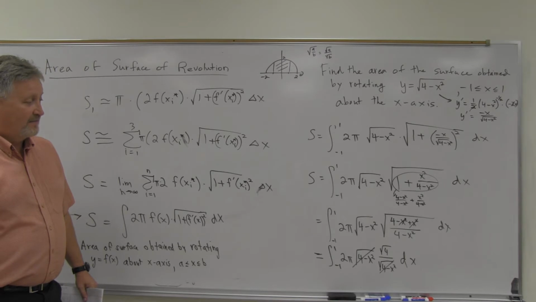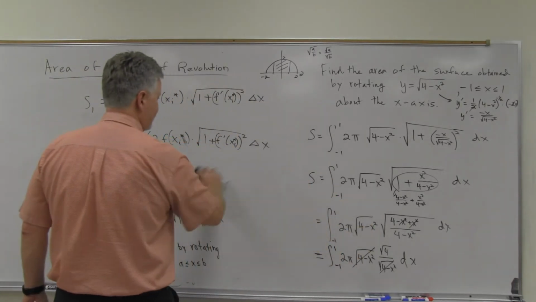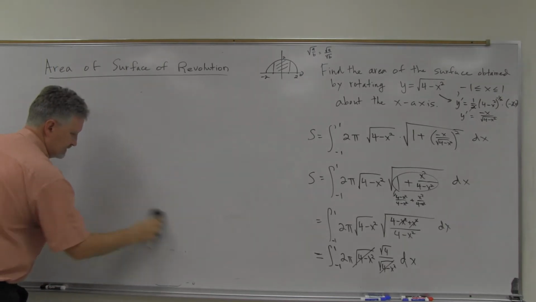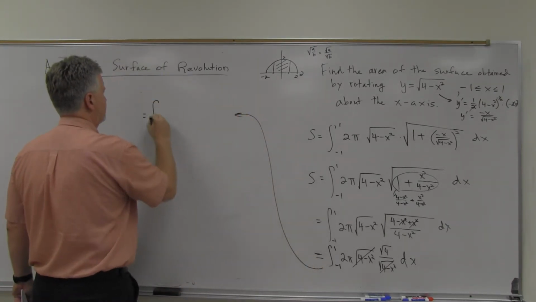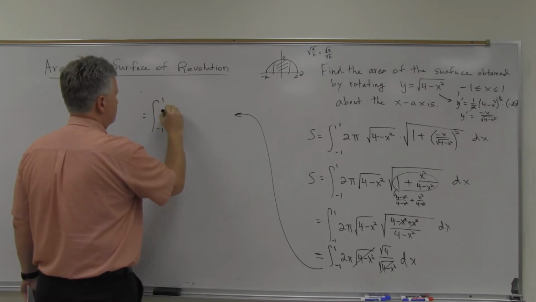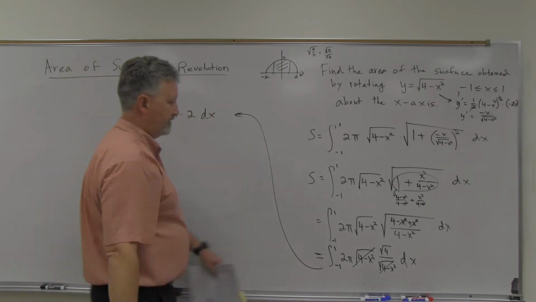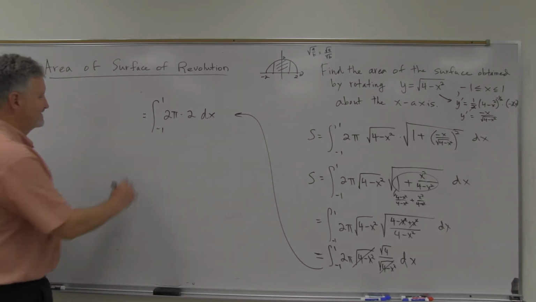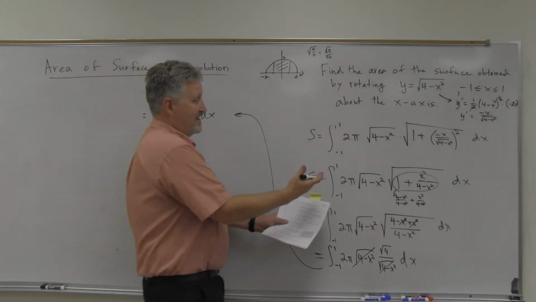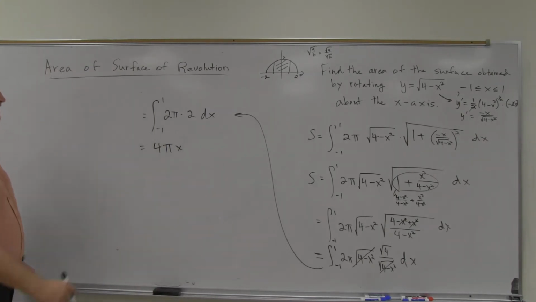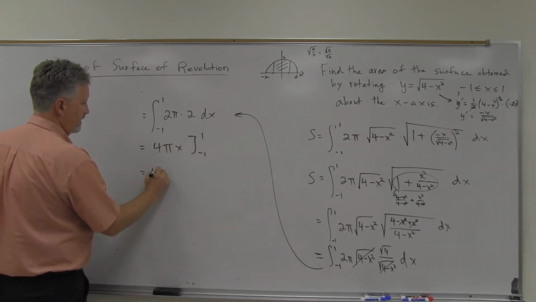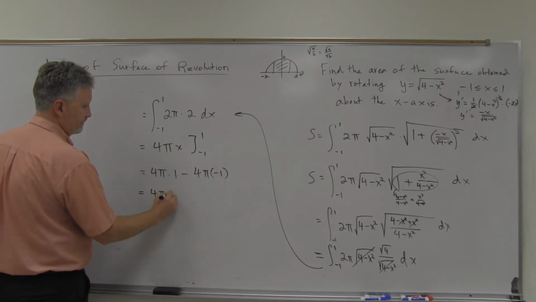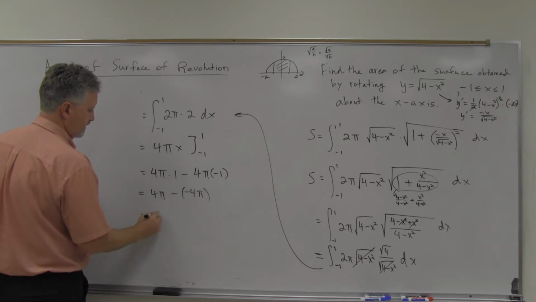Basically, I'll wind up with 2 pi times 2 dx, or 4 pi dx. That's my integral, what I have to integrate. The square root of 4 minus x squared just cancels out. That's just 4 pi x, isn't it? So it looks so intimidating, but we did everything, and it comes out pretty nice. Then we go from -1 to 1, so you've got 4 pi times 1 minus 4 pi times -1. What do you got? 8 pi.